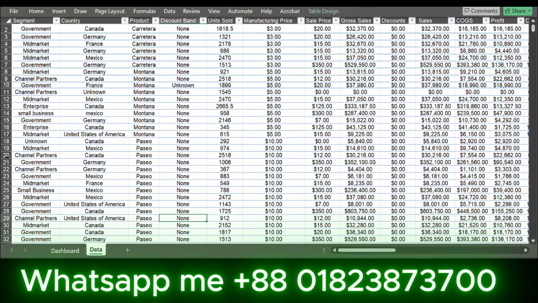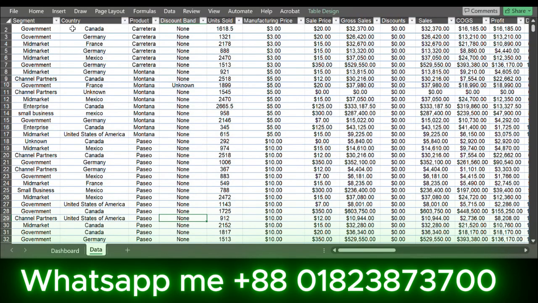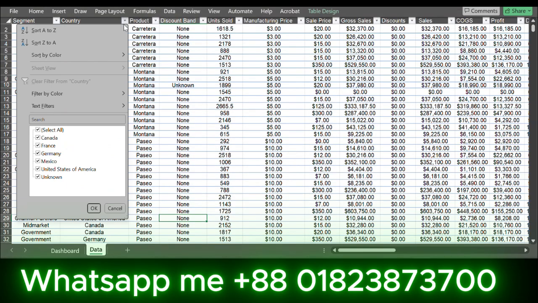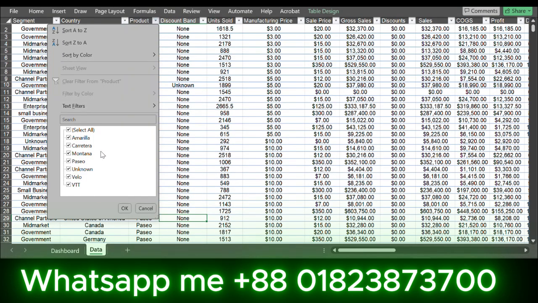So her data starts from here. As you can see, this is the segment one. In the segment you can see channel partners, enterprise, government, mid-market, small business, and unknown. And her countries were Canada, France, Germany, Mexico, United States of America, unknown. And the products were Amarilla, Carretera, Montana, Paseo, unknown, Velo, VTT.